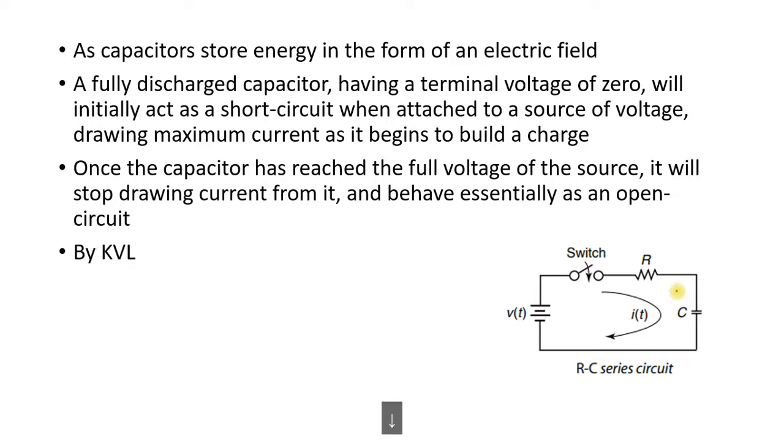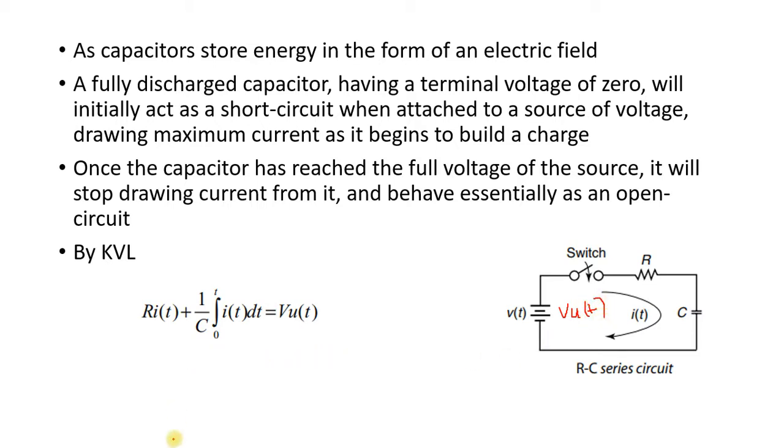Now apply KVL around this loop: V of t equals R into I of t plus 1 by C integral 0 to t I of t into dt. I already told you that it is a step input voltage, so this V of t is taken as V into U of t.